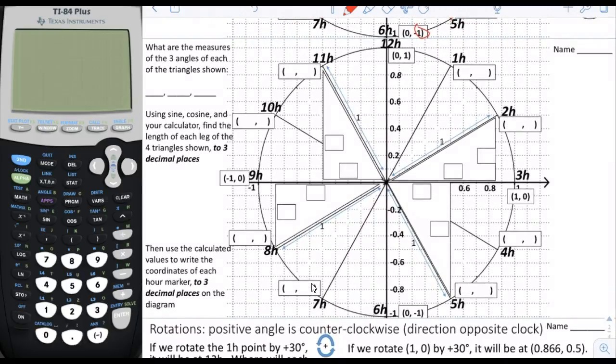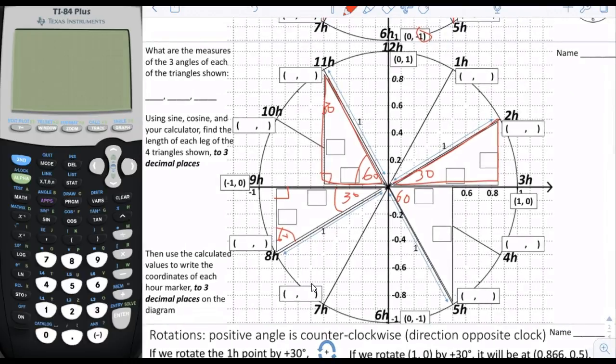Here what we're going to do, first of all, we're going to identify that there's 4 triangles drawn here. Each one of these triangles happens to have a 30-degree angle or 60-degree angle at the origin. And if this angle is 60, that means this angle is 30. If this angle is 30, that means this angle is 60. And of course, this angle is 90. So all these triangles are 30-degree, 60-degree, and 90-degree triangles.